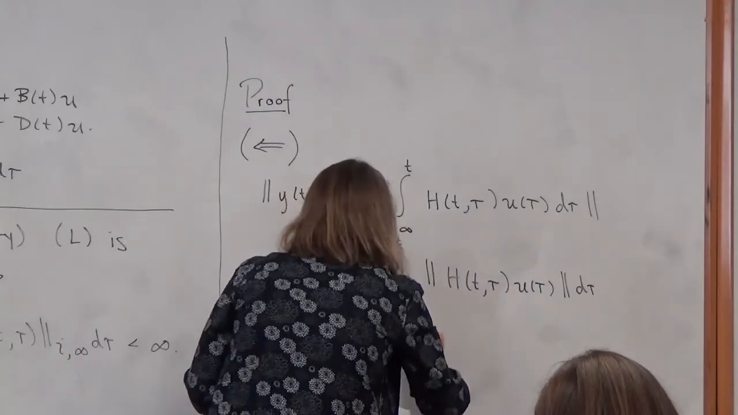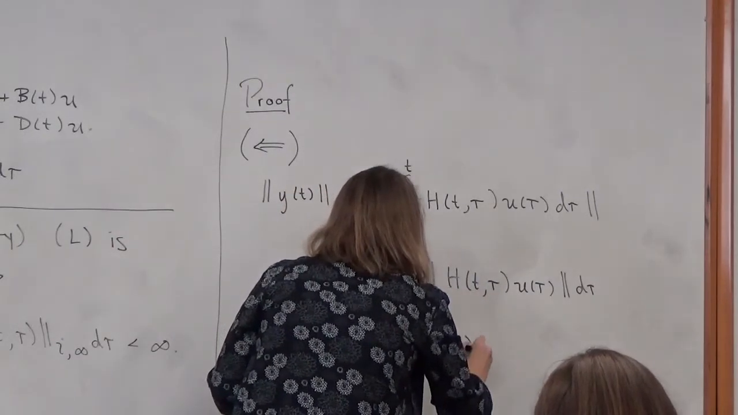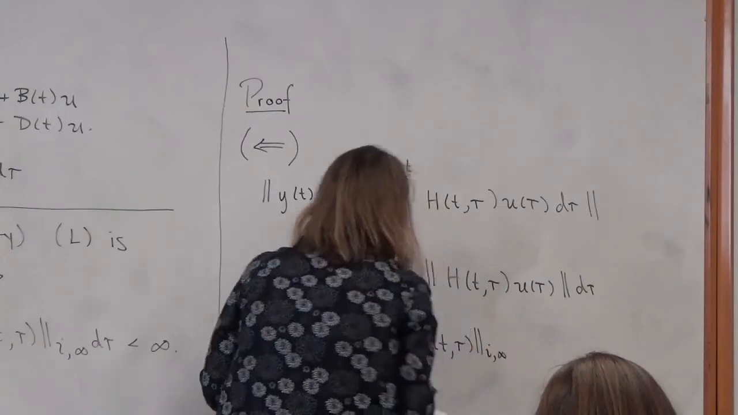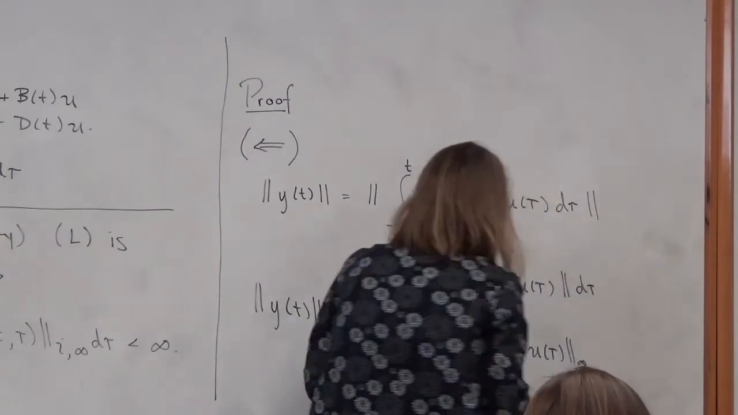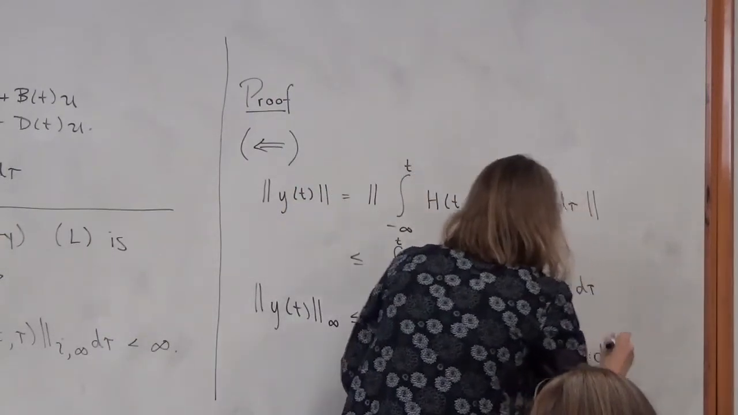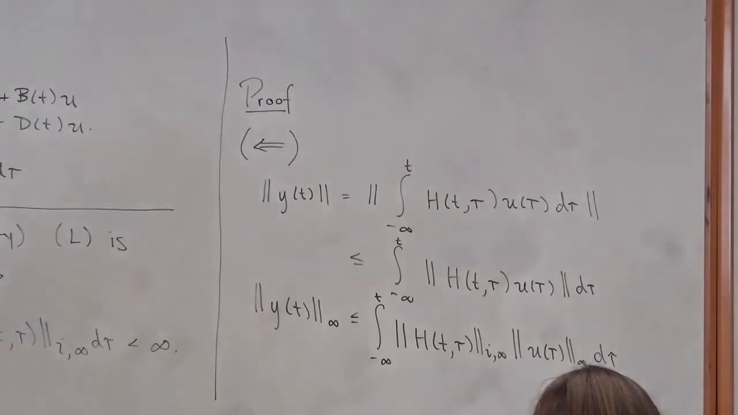And then I'm breaking this up. When I break that up, as we know, this becomes the induced infinity norm of that matrix times the infinity norm of u of tau, d tau. All right, so that's just a straightforward result of taking the norms of both sides of this equation and using our bound by recognizing that the norm of the integral is less than or equal to the integral of the norm.